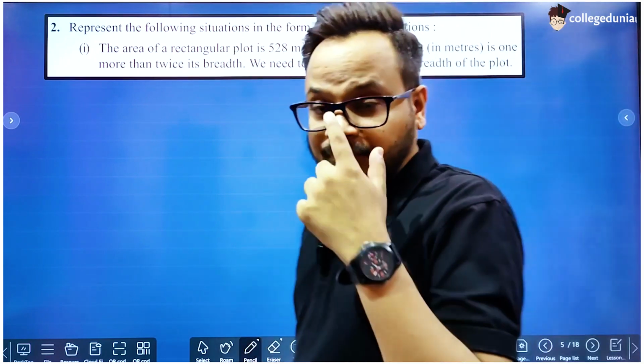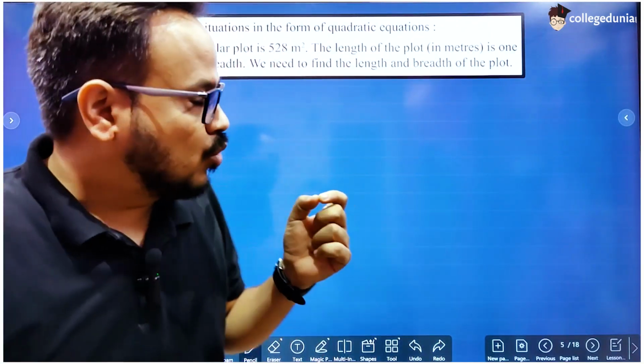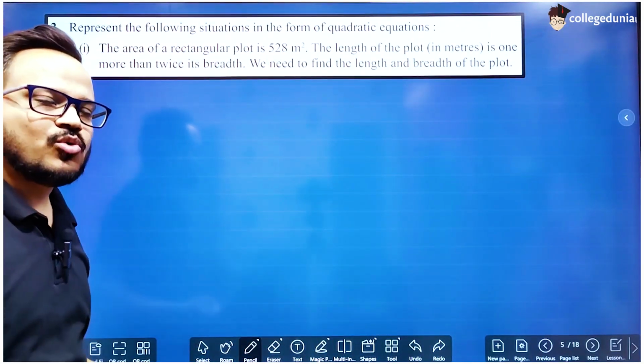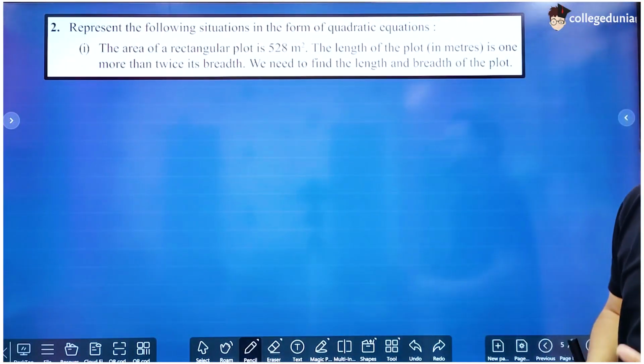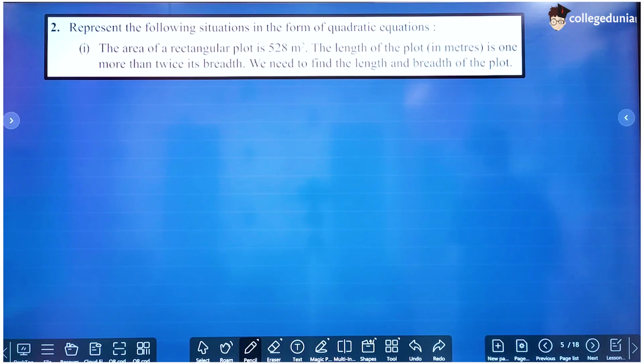Okay, now you can also get some word problems in which the quadratic equation is not given, but you have to make the quadratic equation. So this type of questions are also very important. So let's discuss 2-3 examples from NCERT textbook.